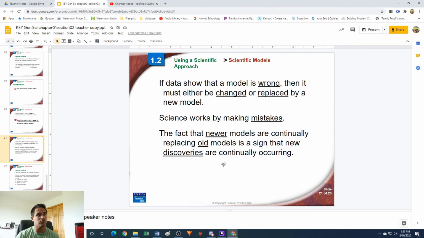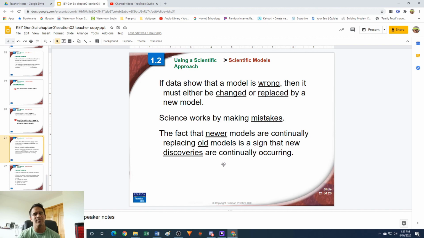If data show that a model is wrong, then we either have to change it or replace it with a new model. So, models in science are constantly being updated, and that's a common thing. If we have a model that maybe works for one thing, but then we learn new information later, and that model doesn't work so well anymore, we just got to throw it away and make a new one.